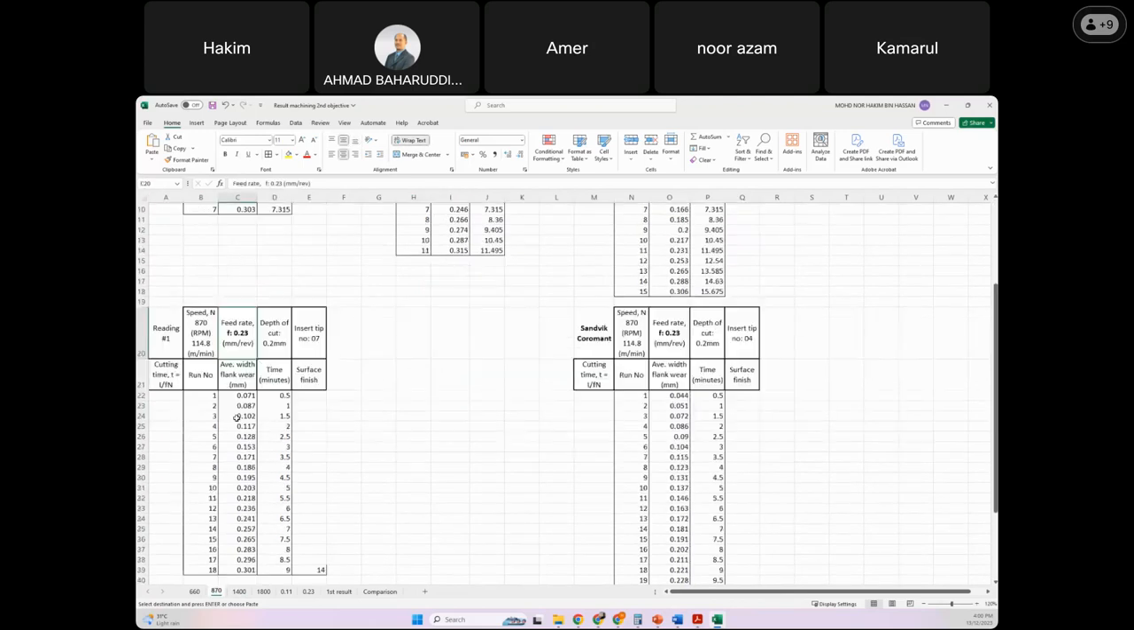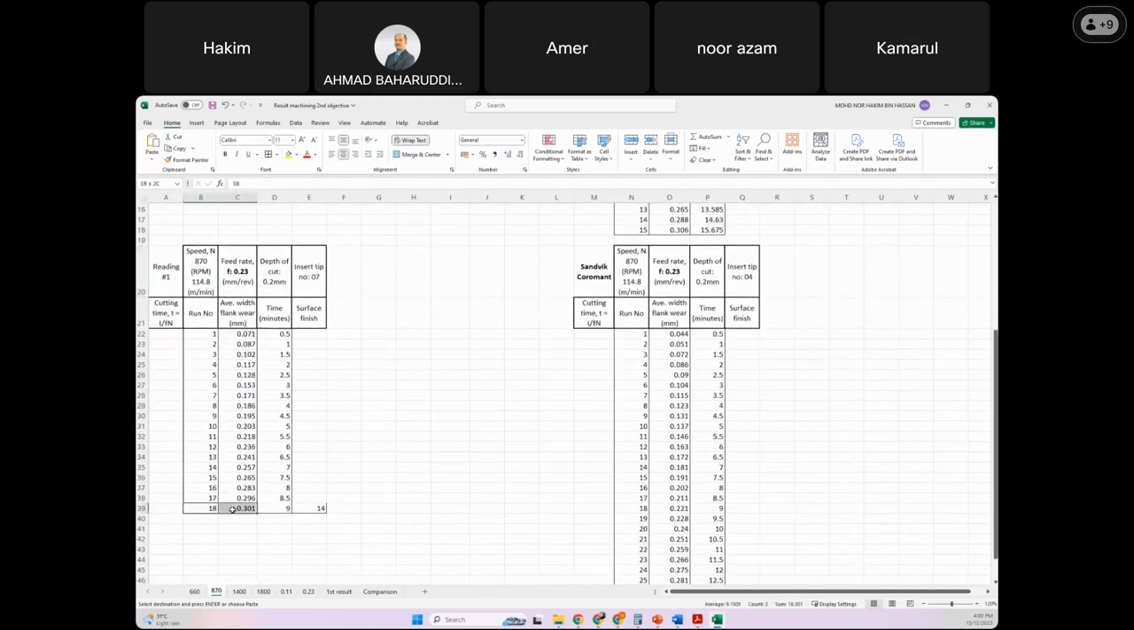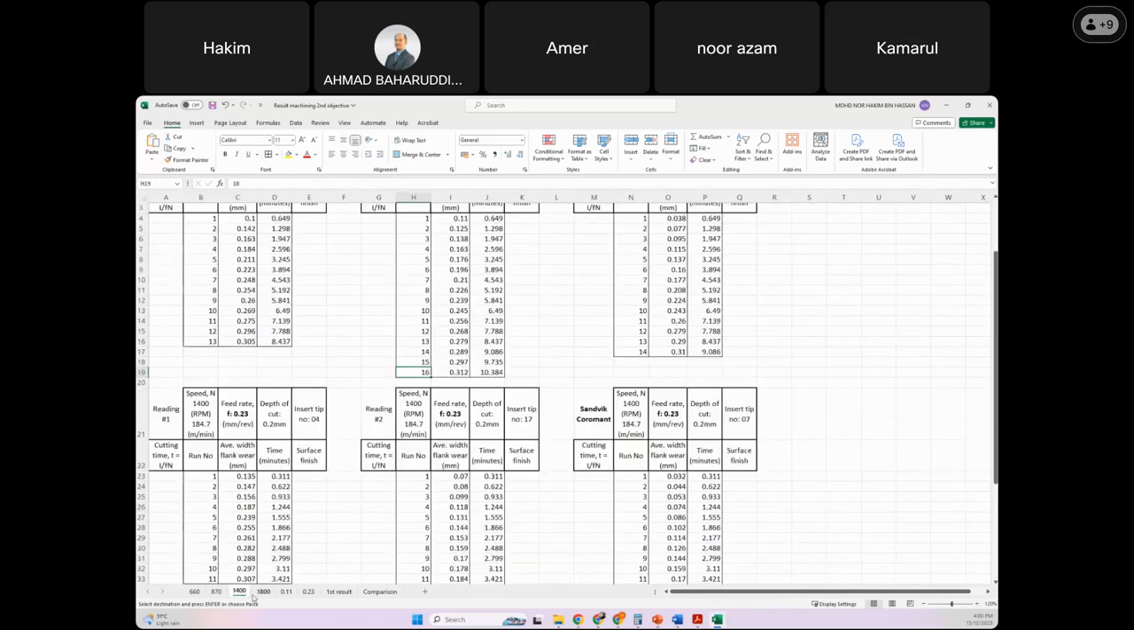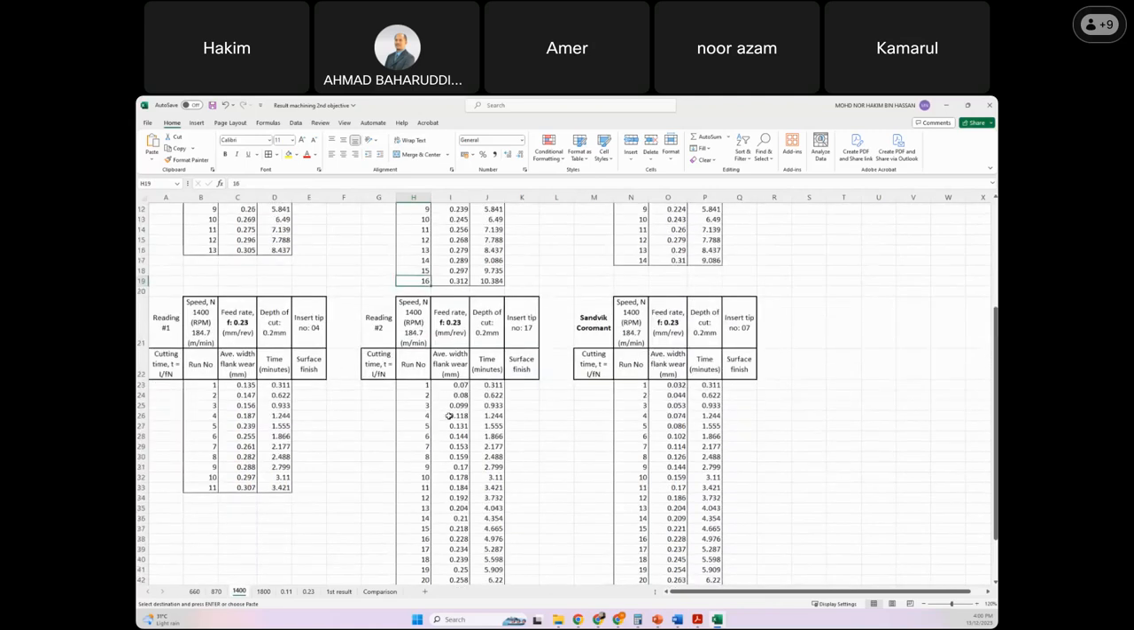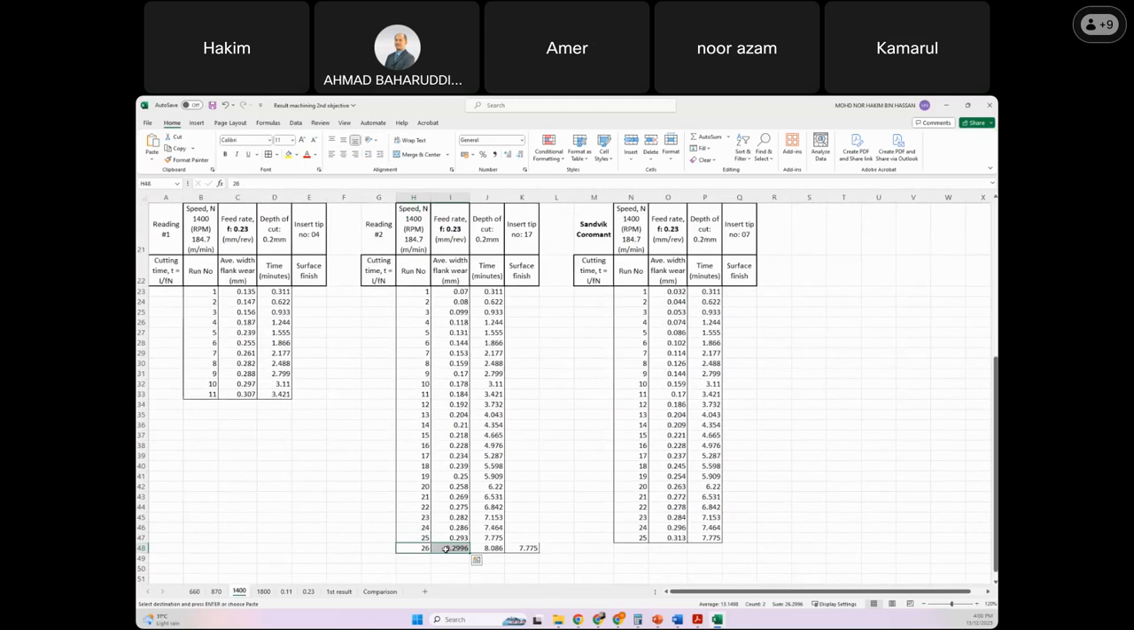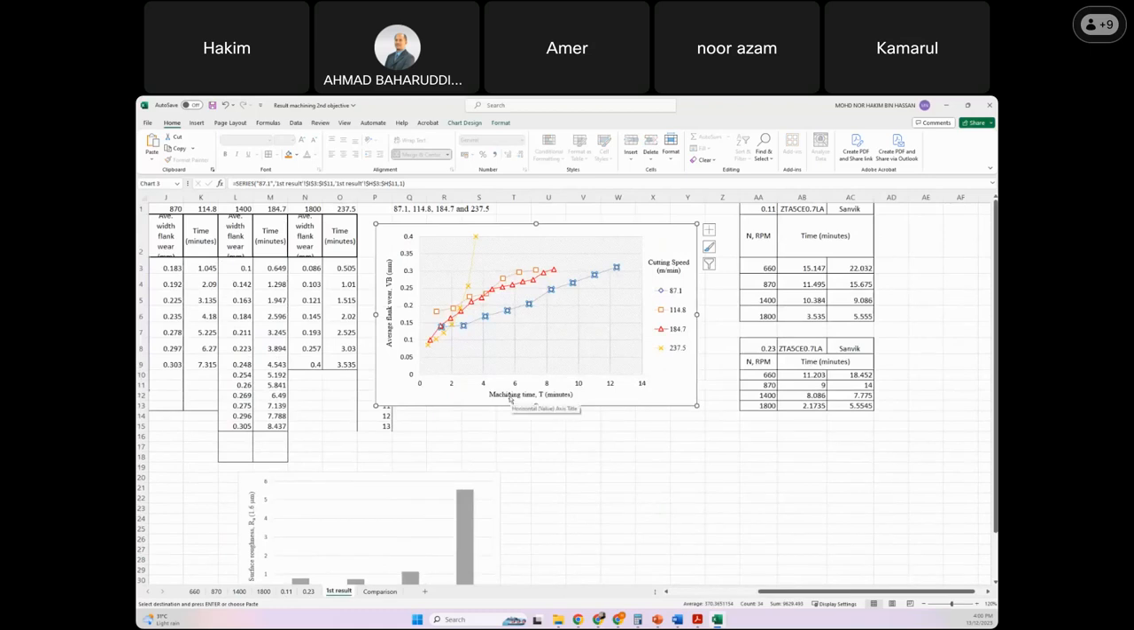At feed rate 0.23, the best one is 18 round. At 1400 with a feed rate of 0.23, the best one is 26. Okay. Then it should be presented this way, it is better.